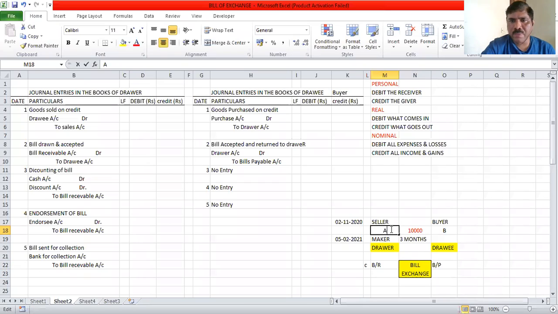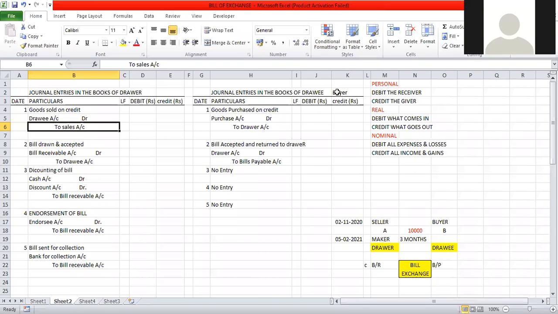Now, the first entry, which I talked about yesterday, the 2nd November. When the seller is selling the goods to the buyer, the goods are sold on credit, that is, B is the receiver of the goods. Therefore, you will be debiting B's account and the sales account will be credited. So here, in place of B, I will replace the name with drawee. The first entry in the books of the seller, that is the drawer: goods sold on credit, drawee account debit to sales account.